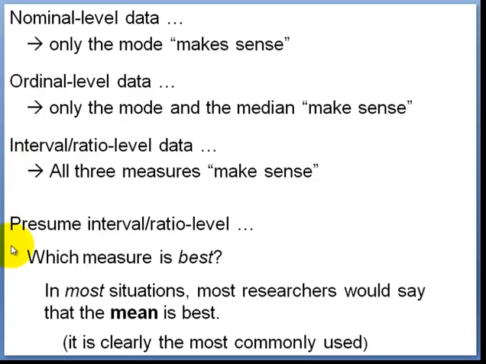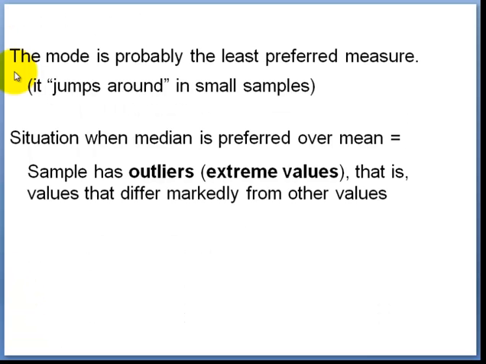Now, presume that indeed we do have interval ratio level data. Therefore, all three measures make sense. A different question is, in this situation, which measure is the best measure? In most situations, most researchers would say that the mean is the best measure. Clearly, it is the most commonly used. Perhaps the mode is the least preferred measure. This is certainly the case in small samples, where it jumps around quite a bit just by luck.